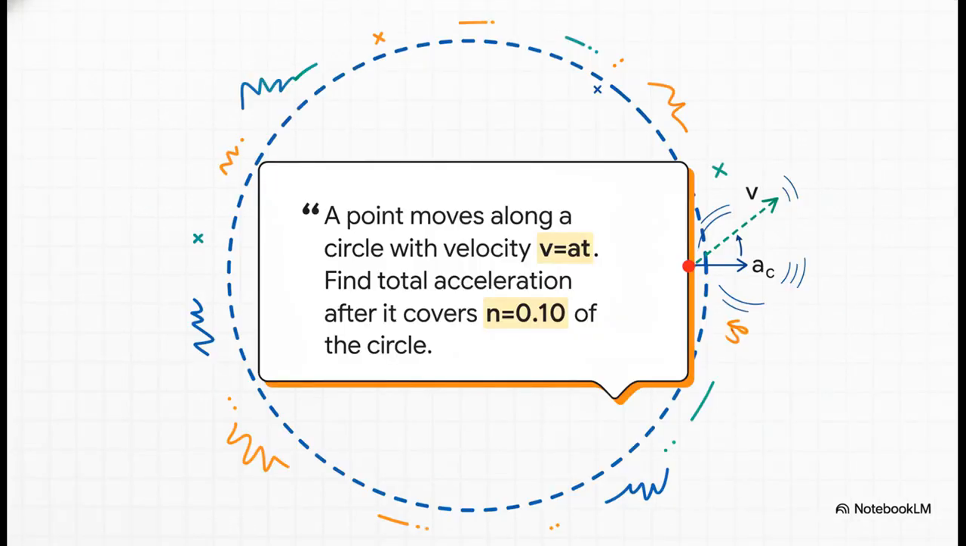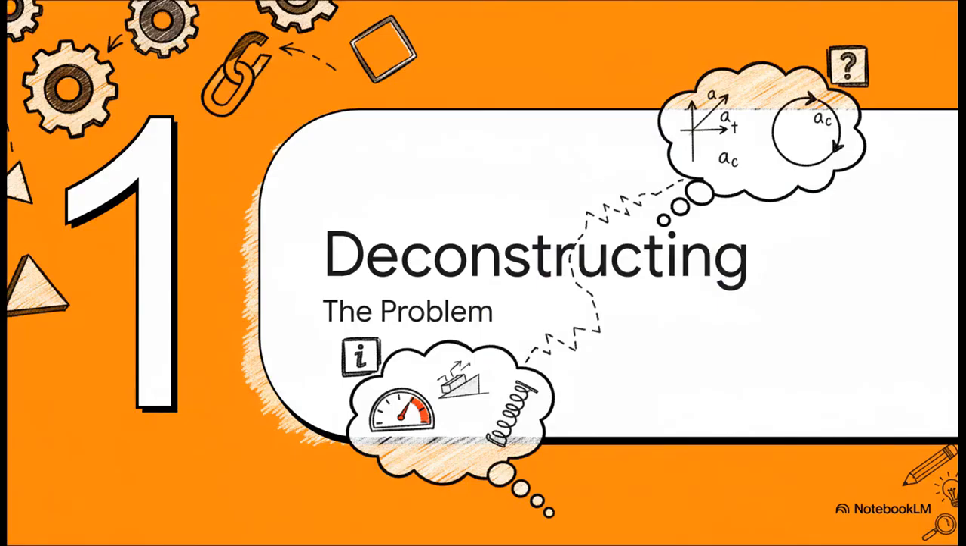We've got a point. It's moving along a circle, and its velocity is given by v equals a times t, where a is just a constant, 0.50 meters per second squared. Our job? We need to find the total acceleration of this point at a very specific moment, right when it's covered exactly 1/10 of the circle since it started moving. Got it?